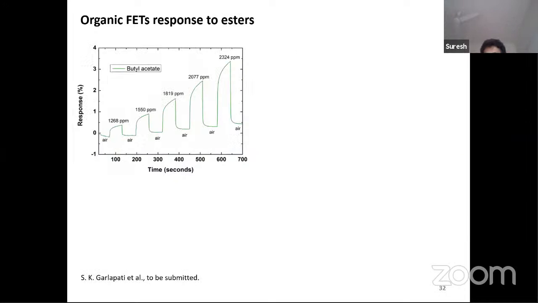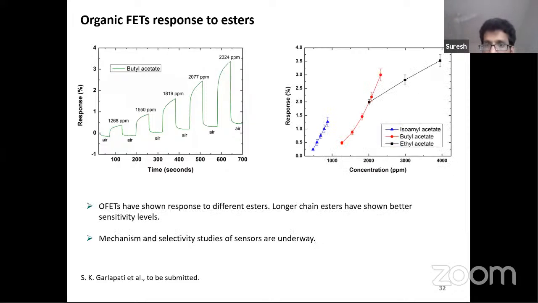I also detected esters. Esters are released from fruits. For example, if you take a strawberry, you can have esters. These esters are actually giving the smell. So it is important to identify the esters so that we can detect whether the fruit is fresh or spoiled, if you want a sensor for food spoilage or for smart packaging. So esters also I could detect using these organic sensors.